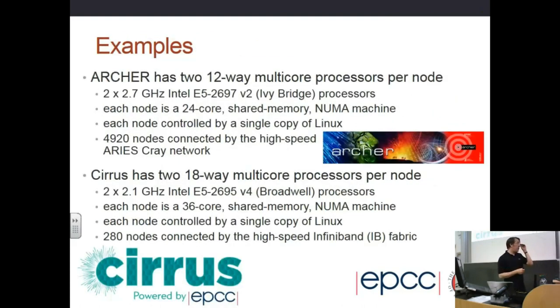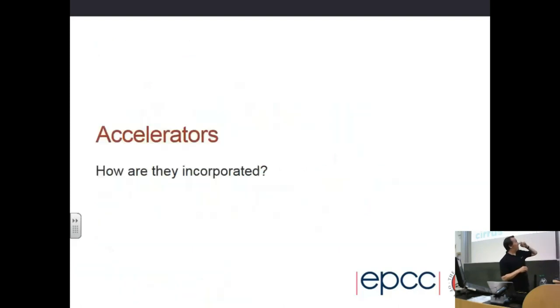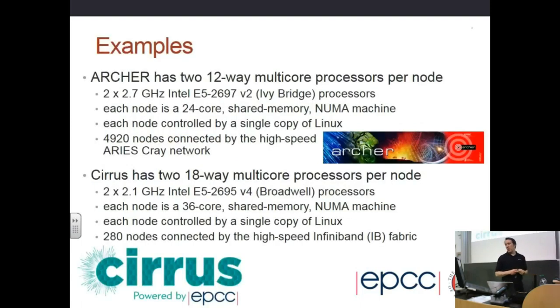The other machine I've mentioned here is Cirrus. Cirrus is a new machine. It's been around at EPCC for a couple of years now, at least over a year. But it's recently been opened up as a national service, and it has more modern processors. It's a newer machine. But again, you can see it's 36 cores per node, which is actually two 18-way multi-core processors.